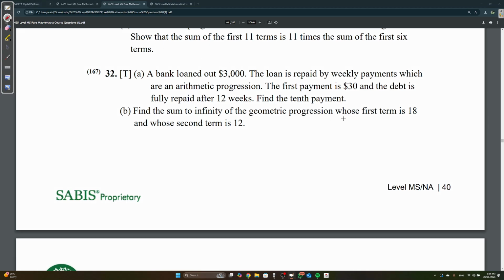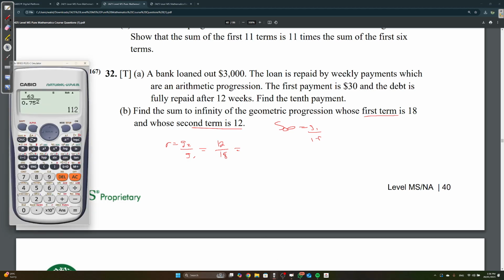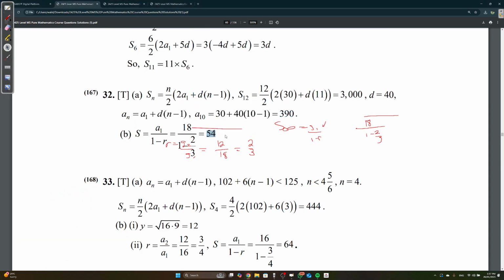Find the sum to infinity of the geometric progression whose first term is 18 and whose second term is 12. This is very easy. So S infinity is equal to G1 over 1 minus r. We have the first term and second term. How do we find the ratio? Ratio is just equal to G2 over G1, right? If you have two consecutive terms in a geometric progression, you can just divide the second term by the first term. 12 over 18 is equal to, I think, divide by 3. You get 4 over 6, 2 over 3. So 2 over 3. So the sum to infinity would be G1, which is 18, over 1 minus 2 over 3. So it's going to be 18 over, you can do whatever you want. You're going to get 54. Is that correct? 54. Very easy.